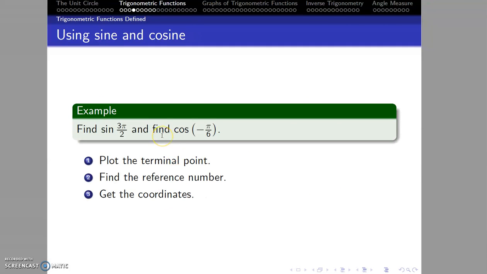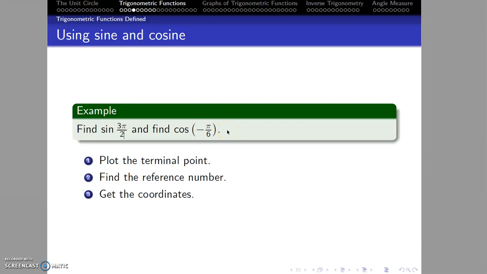So let's do a quick couple here. I've got sine of 3 pi over 2 and cosine of negative pi over 6. When you see these, what you interpret that to be, right now anyway, is: I'm traveling 3 pi over 2 on the unit circle. What's my y coordinate? Because I'm asking for sine. Also, I'm going negative pi over 6, which means I'm going pi over 6 clockwise on the unit circle. And what is the resulting x coordinate?